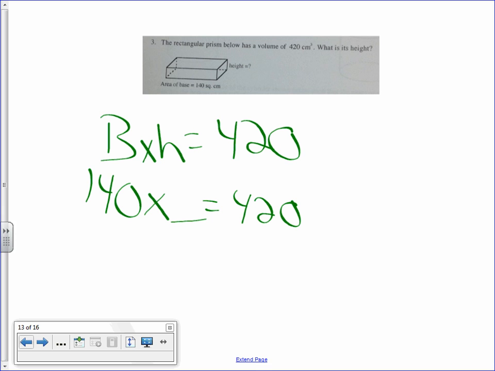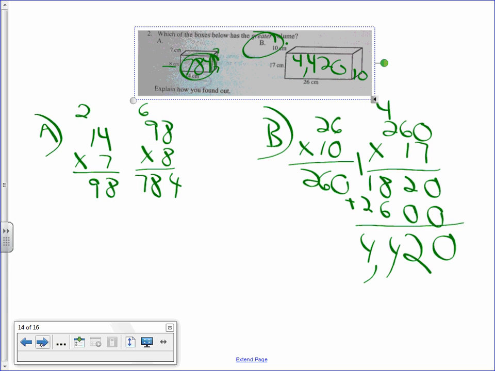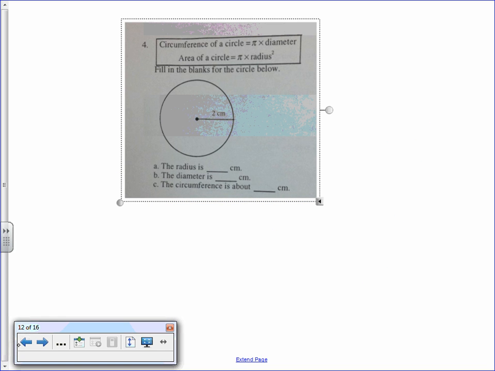I'm going to go ahead and try 140 times 3. 3 times 0 is 0. 3 times 4 is 12. 3 times 1 is 3, plus 1 is 4. Your answer is 3, but you have to label it correctly, so it'd be 3 centimeters. Next problem.